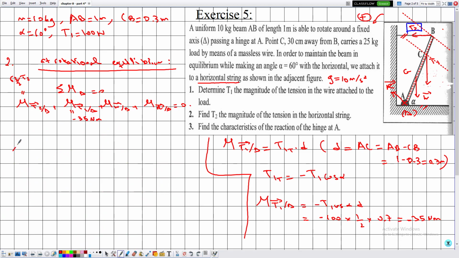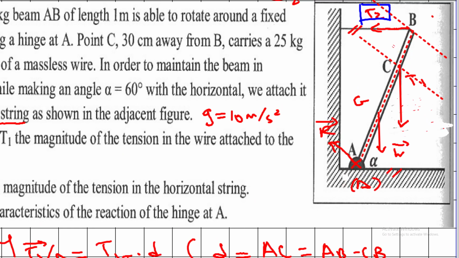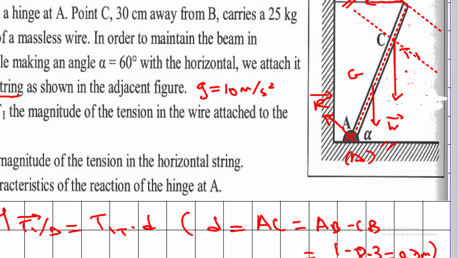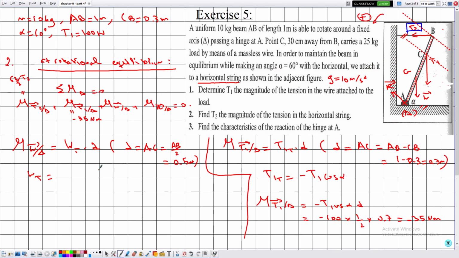Now as for the moment due to the weight around the axis delta, it is equal to the tangential component of the weight multiplied by D. D in this case is equal to the distance from A to G, because the mass is uniformly distributed. So AG is equal to half AB, then 0.5 meters. Now the weight tangential: notice that it will try to rotate the beam in the negative direction, minus the magnitude times cosine.